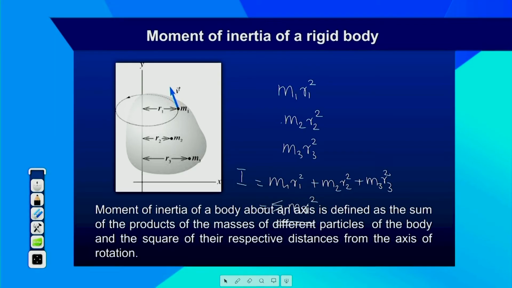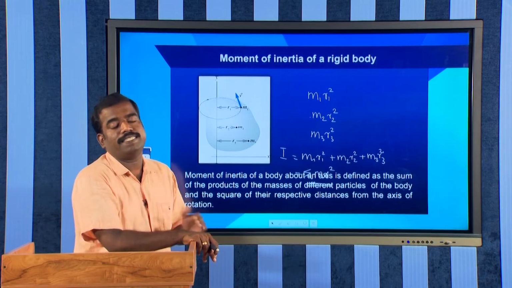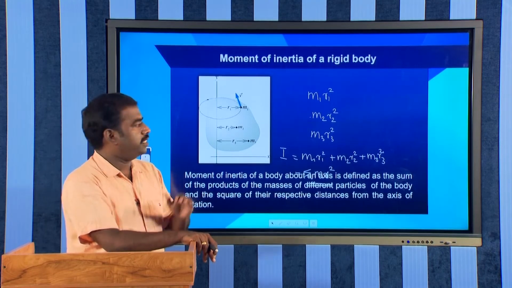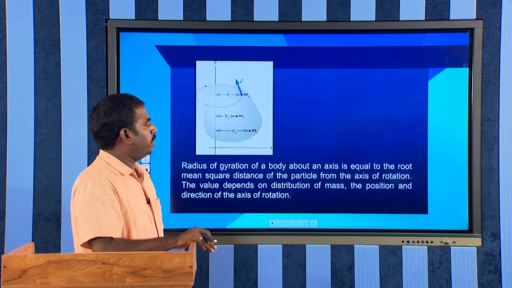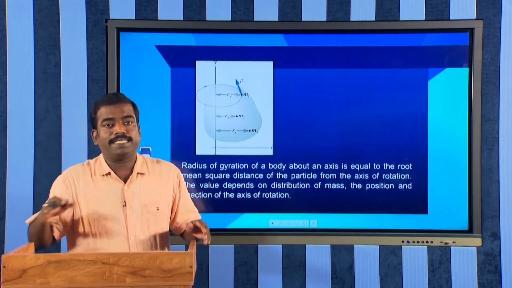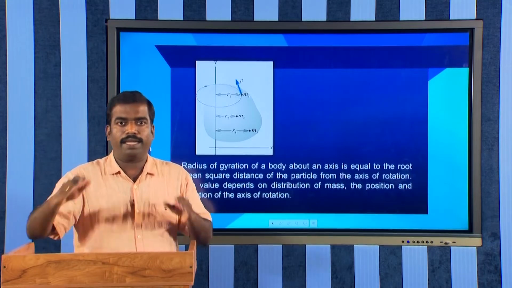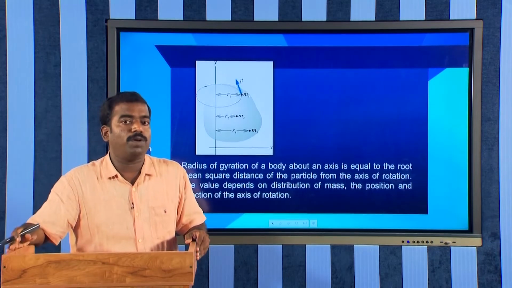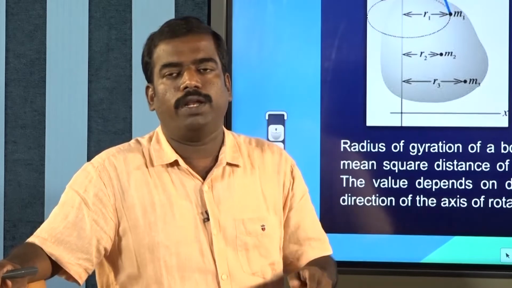So, it is given by the sum, this is a summation sign, of the products of the masses of different particles and the square of their respective distances from the axis of rotation. So, this is how we calculate the moment of inertia of a rigid body. But think, is this simple? Can you find the respective distance of every particle in a rigid body and then use the same formula? No, it is very hard to find the answer from that particular equation.